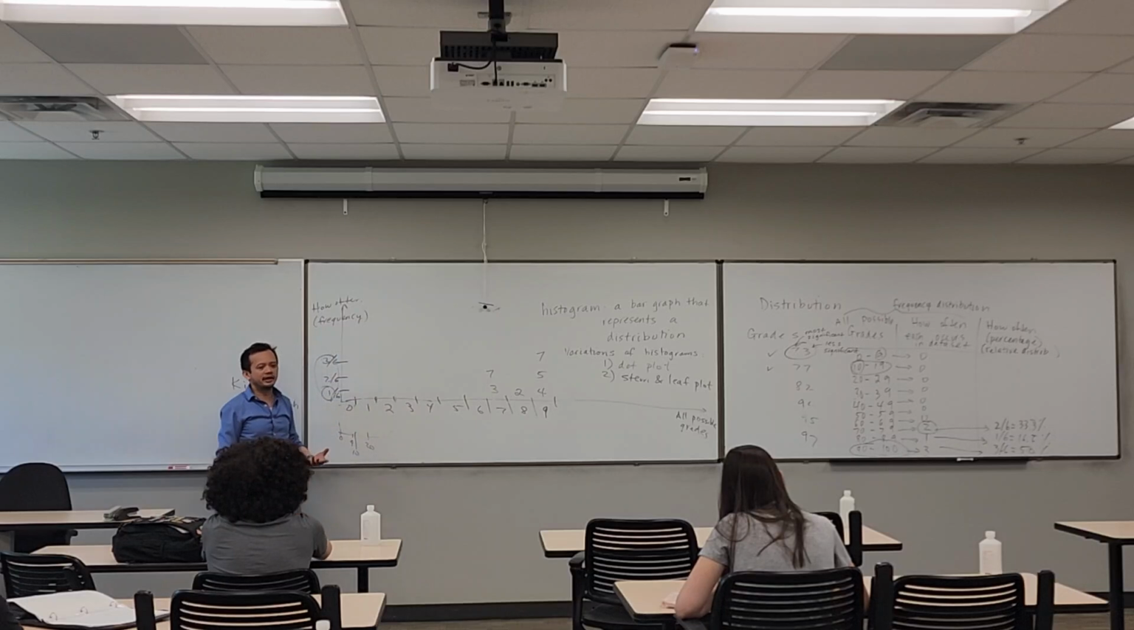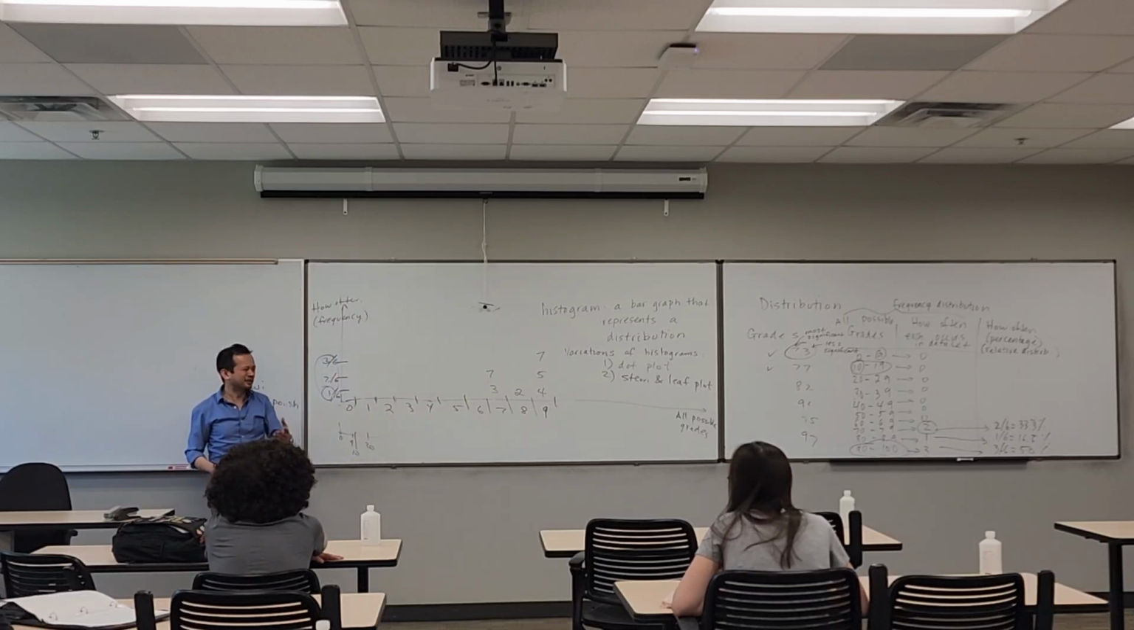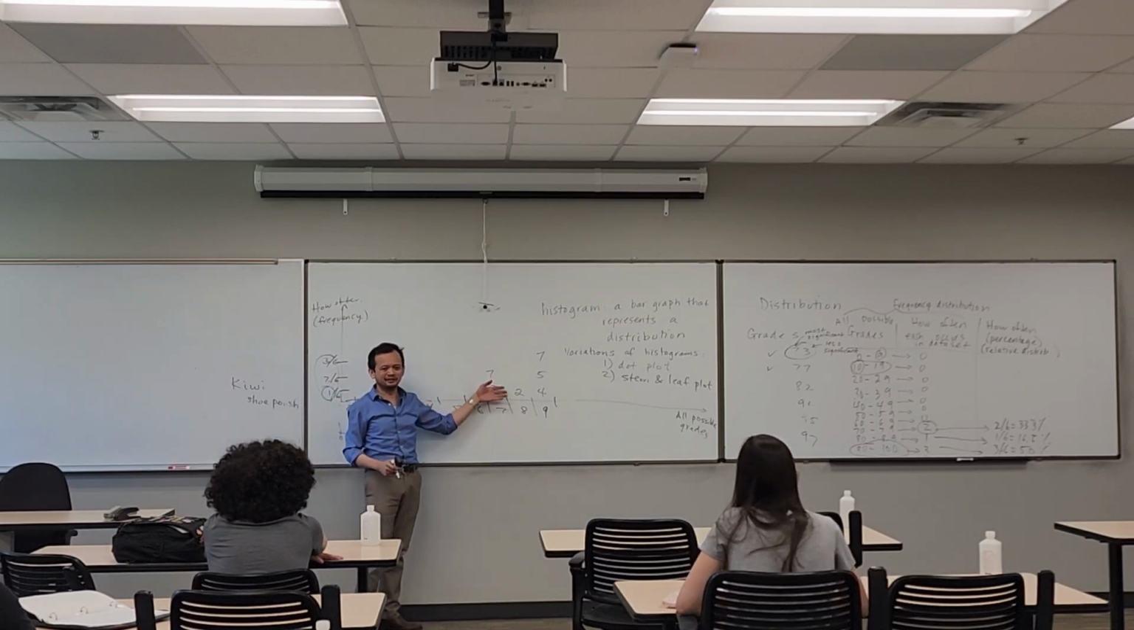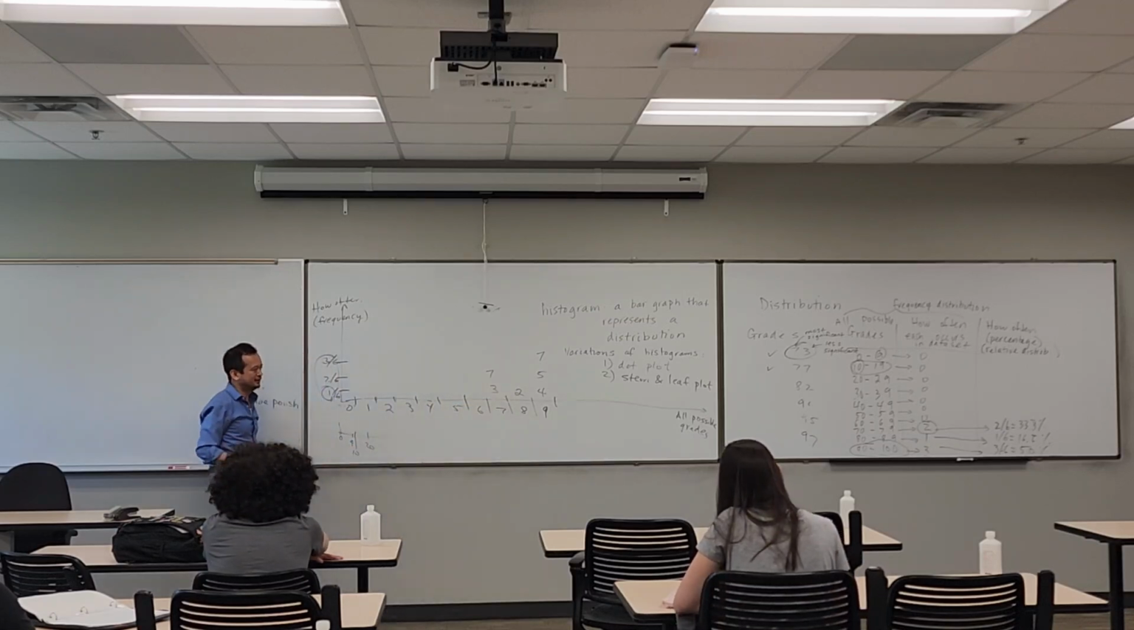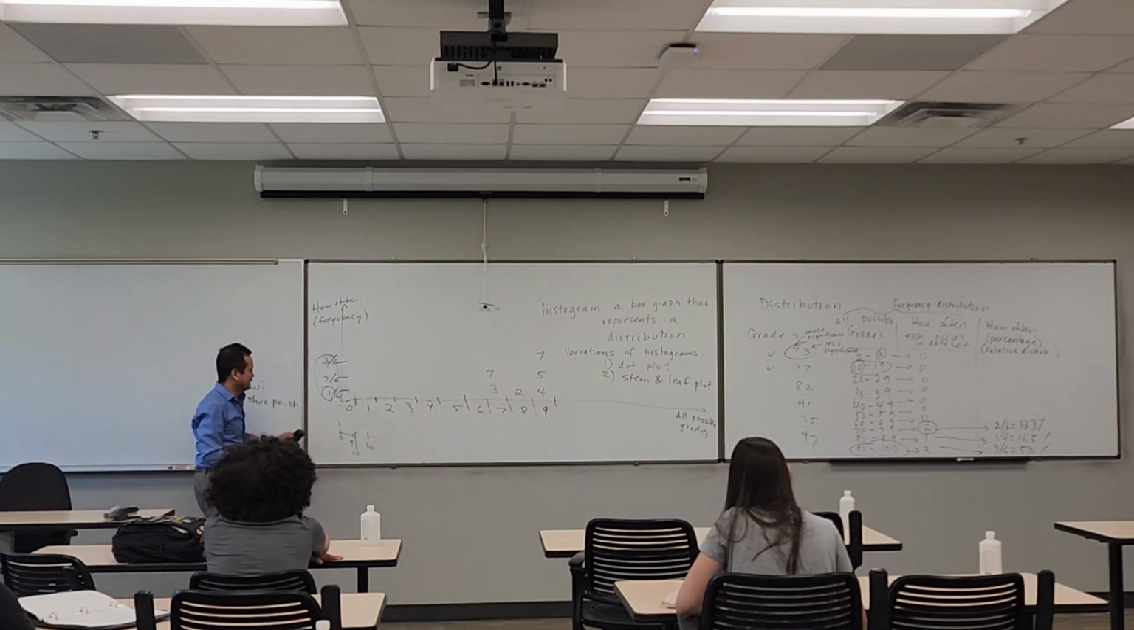What do you think the advantage of this over a dot plot is? You don't have to count the specifics. Yeah, you can immediately look at it and tell what the data point is. It's not just a dot. Okay.